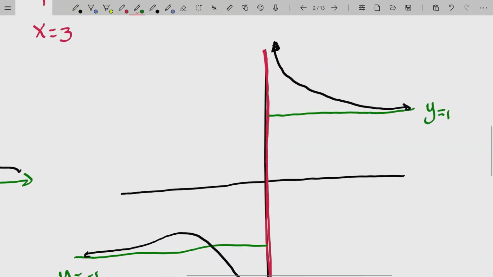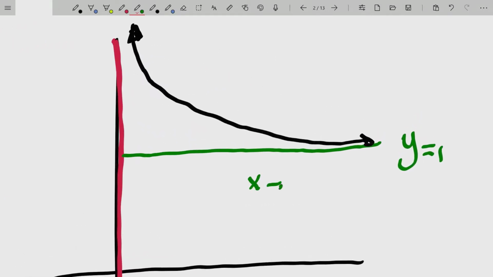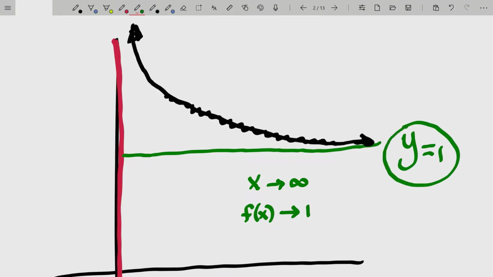Now let's just concentrate on the right branch here. Notice as x goes to infinity, the function values tend to some height, right? So it looks like they're tending to a height of 1. And so therefore we would say that this function has a horizontal asymptote at y equals 1. And the behavior is that as x goes to infinity, the function values approach 1.